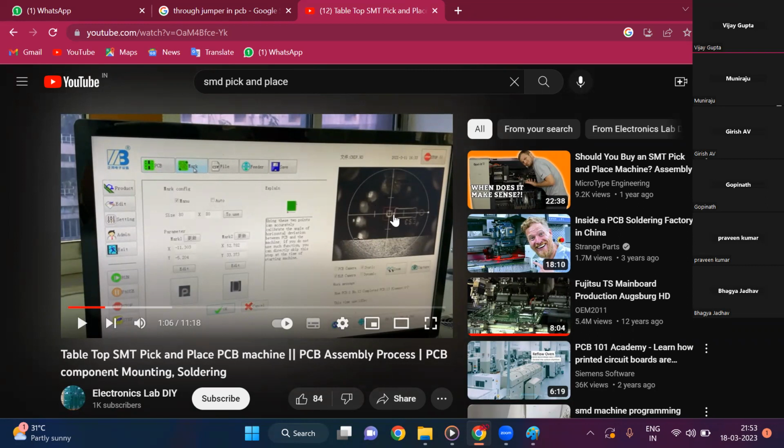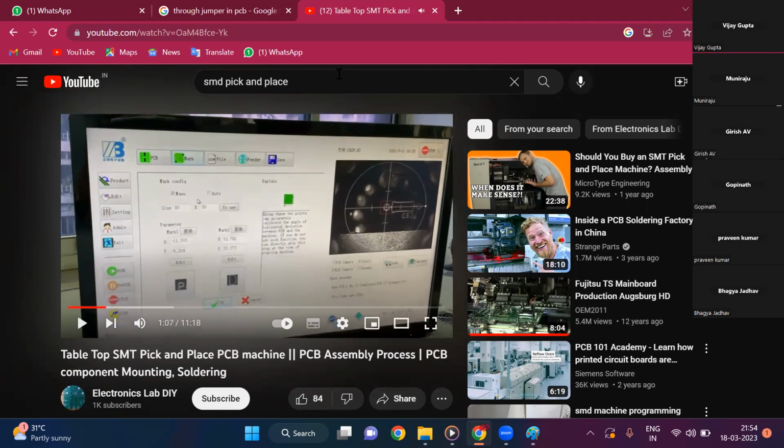So with the help of this scanner, they will measure, they will mark these three, they are fiducials. Okay, and at those same positions, the pick and place machine will pick the whole PCB and keep it in their machine automatically. Okay.